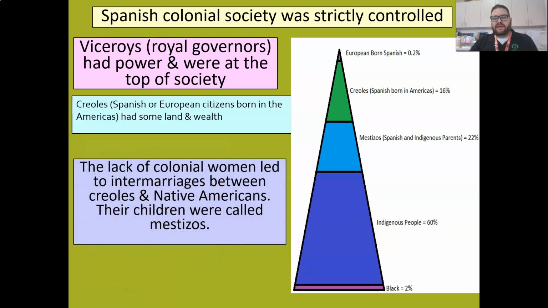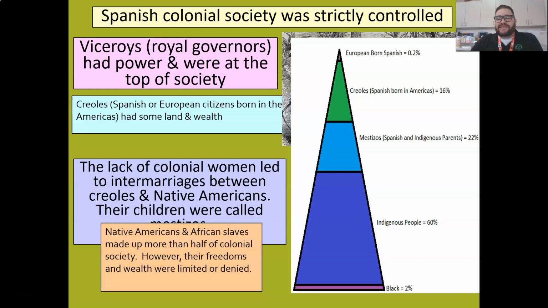We also had the mestizos. The lack of women within the conquistadors and the voyages meant that there were intermarriages between Creoles and Native Americans, or the indigenous groups. And the children of these marriages were referred to as mestizos. So one parent was of European ancestry, and the other one was indigenous through one of the indigenous societies.